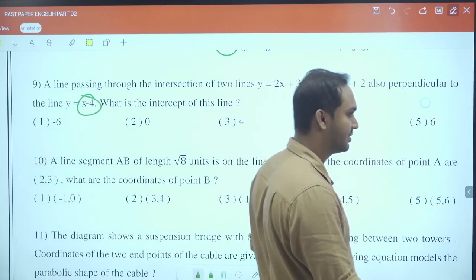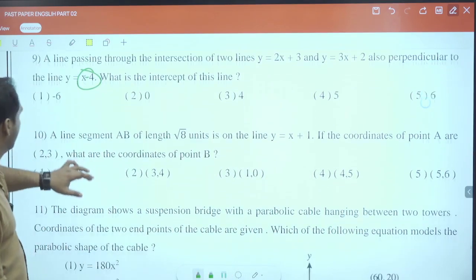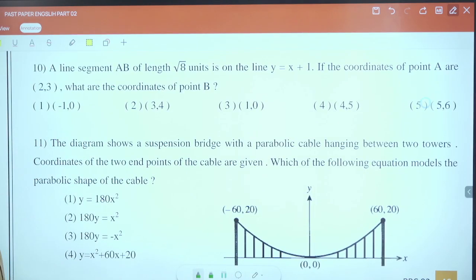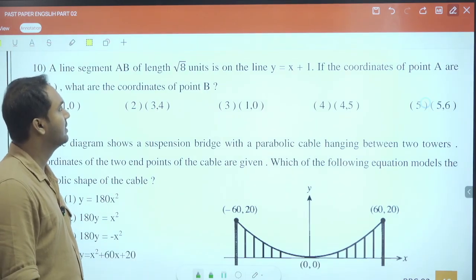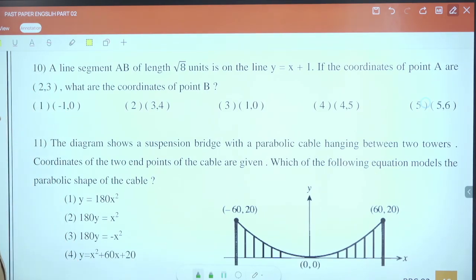Right. The next question, 10. A line segment AB of length root 8 units is on the line y equals x plus 1. If the coordinates of point A are 2, 3, what are the coordinates of point B? Do you understand what it says? A line segment AB of length root 8 units is on the line y equals x plus 1.